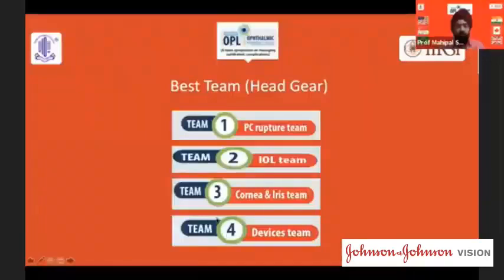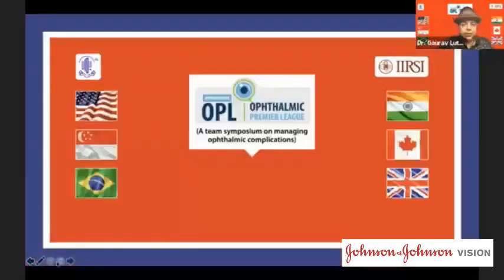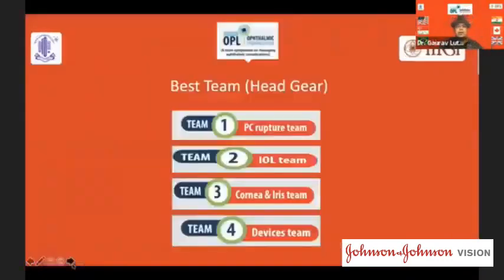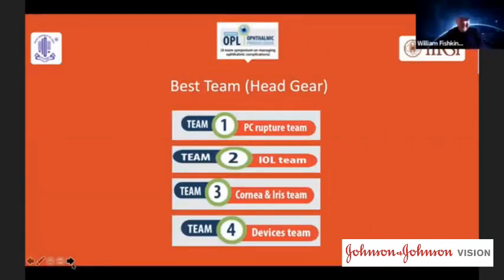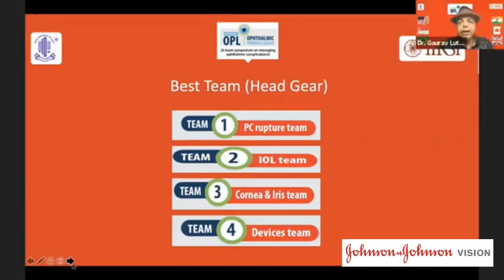Yes. Okay. So this is the report which they have sent. This is for the team award for the headgear. This is in the order in which they were polled. So it came as 1, 2, 3, 4, which means they're exactly in the order in which the teams participated. So from this, what I can understand is that the winner is the PC Rupture team, the runners-up is the IOL team, then the cornea and iris team, and the last is the one with the natural headgear, I think.